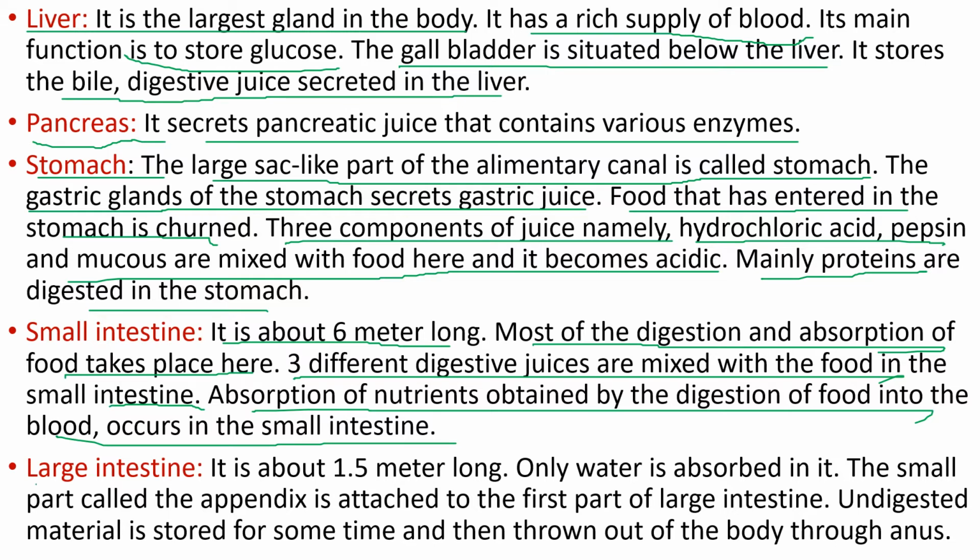Now let us have a look at the large intestine. It is about 1.5 meters long. Only water is absorbed in it. A small part called the appendix is attached to the first part of the large intestine. Undigested material is stored for some time and then thrown out of the body through the anus.